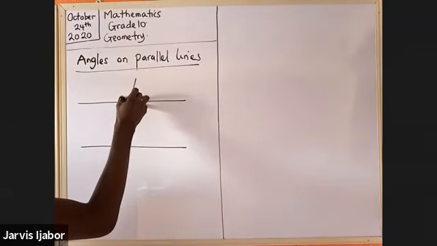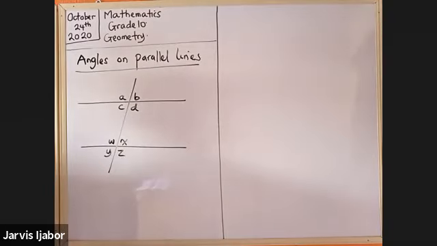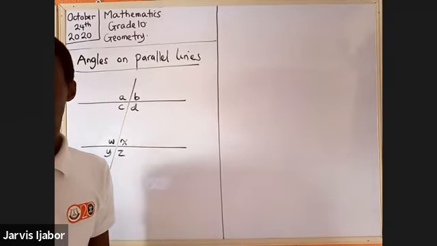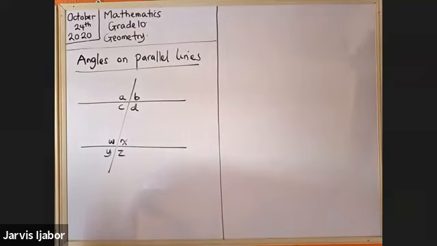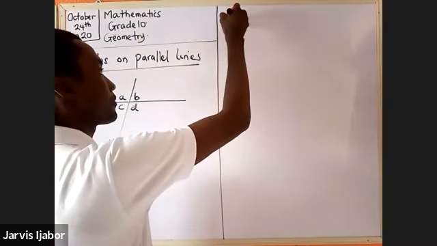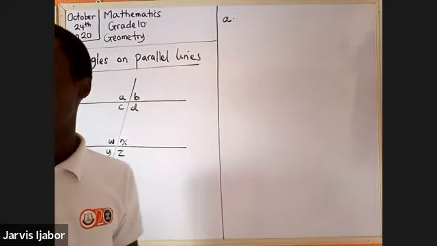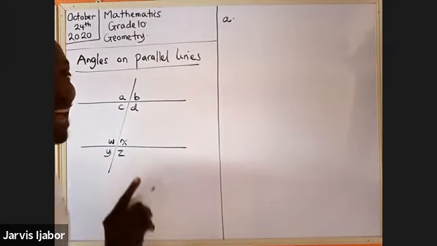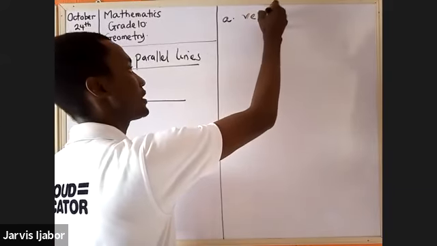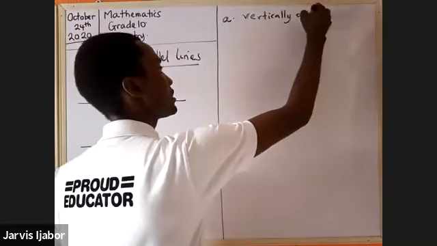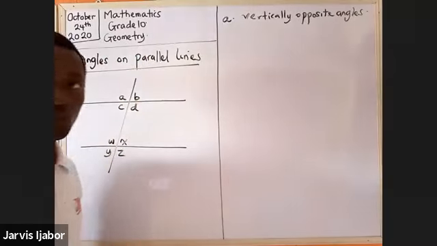So A, B, C, D, W, X, Y, Z. Okay, now let's look at this. A, when we're looking at angles on parallel lines cut by a transversal, the first type of angles we'll consider are the ones we call vertically opposite angles. Vertically opposite angles. So let's try to name them out.